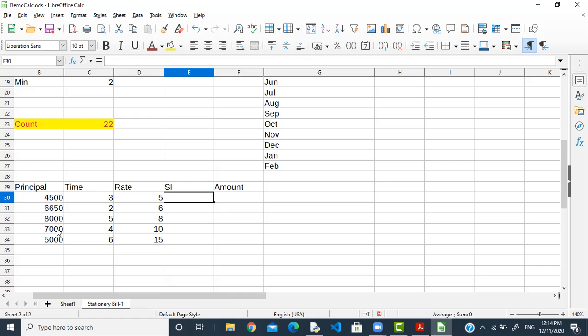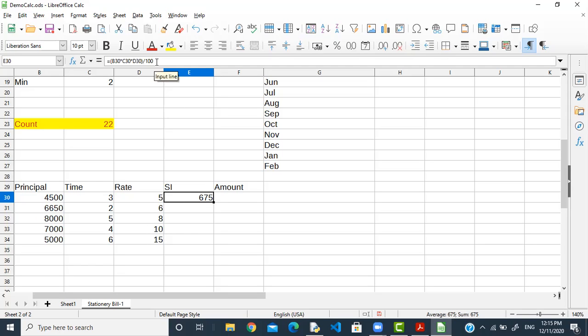Now here I'm going to write a formula. What is the simple interest formula? It is principal multiplied by time multiplied by rate, PRT, divided by 100. So I have to multiply everything. I write the first cell address, then the multiply sign, then the second cell address, then the multiply sign, then the third cell address, then the close parenthesis, and now divide by 100. I have written this formula here, and it has calculated the result.